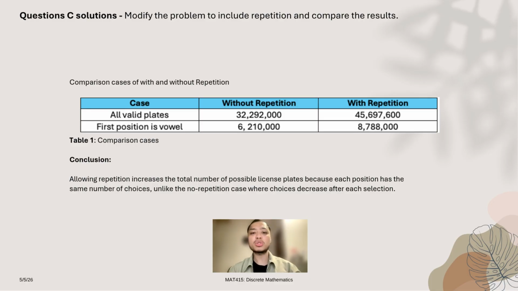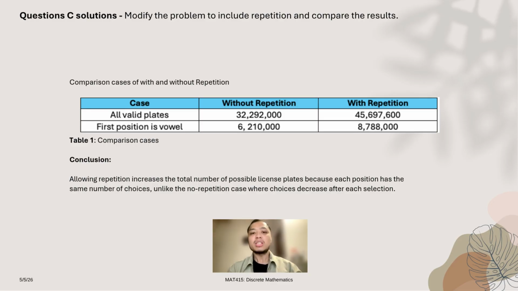So this comparison shows an important counting principle: where repetition is allowed, every position keeps the full number of choices, so the total number of outcomes becomes larger. Without repetition, the number of viable choices decreases after each selection.